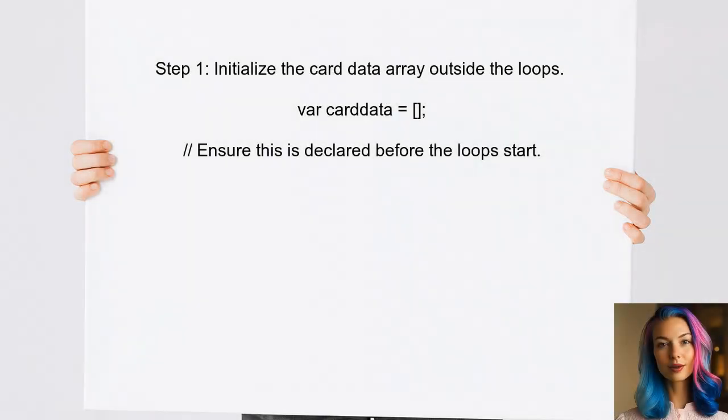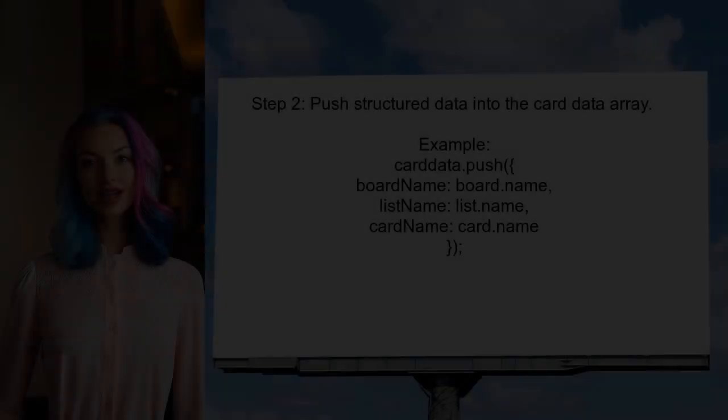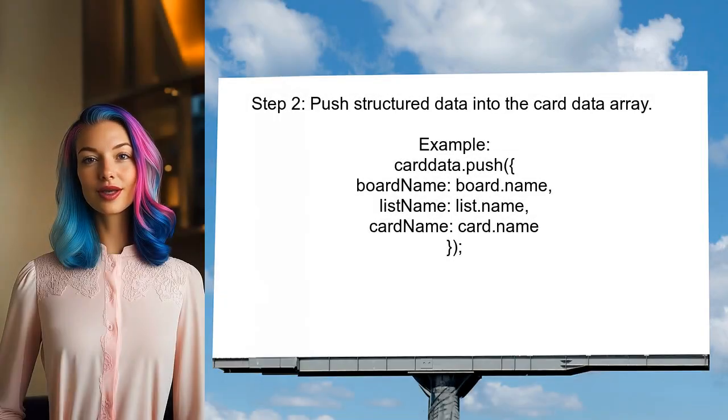To begin solving this issue, the user should ensure that the card data is being populated correctly. This involves moving the initialization of the card data array outside of the nested loops. Next, the user should modify the way they are pushing data into the card data array. Instead of pushing strings, they can push objects that contain structured data.